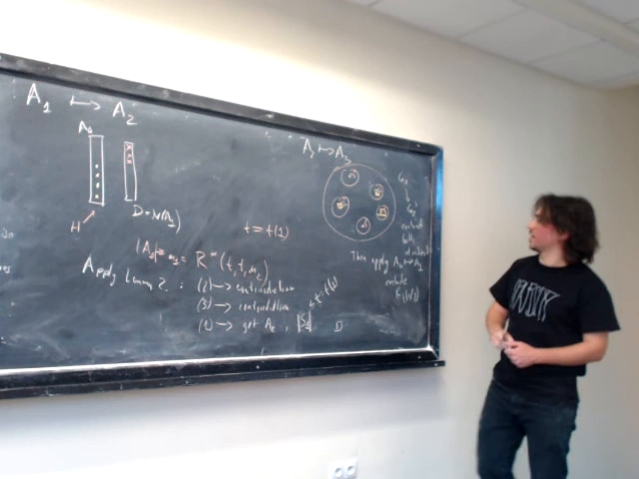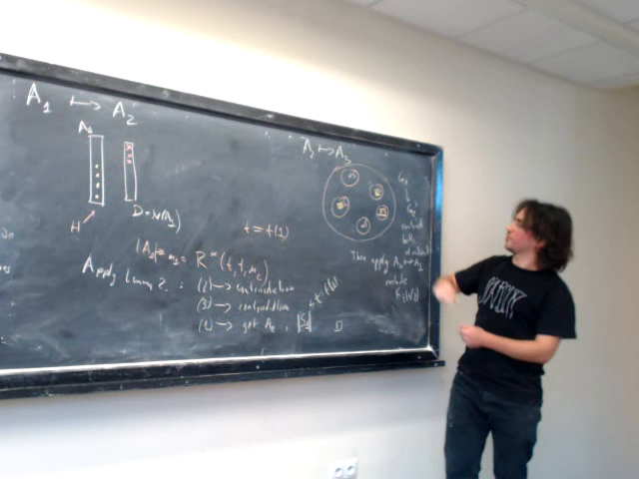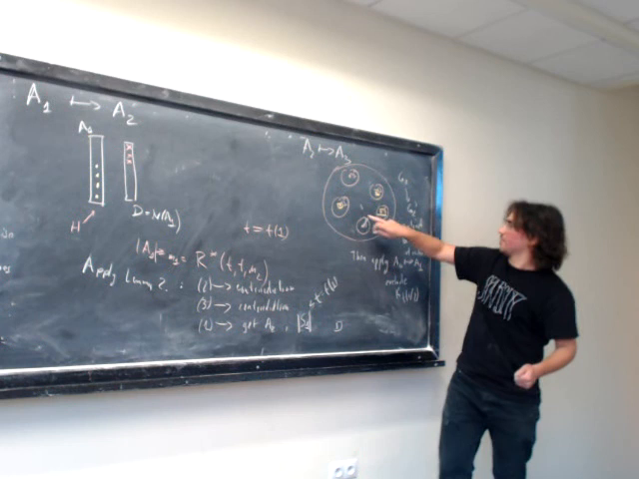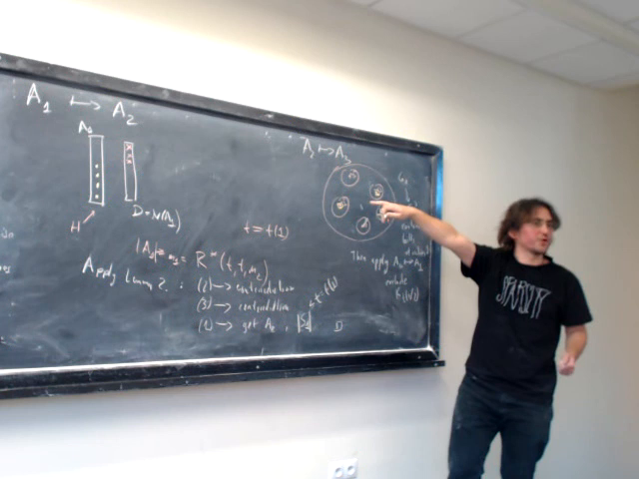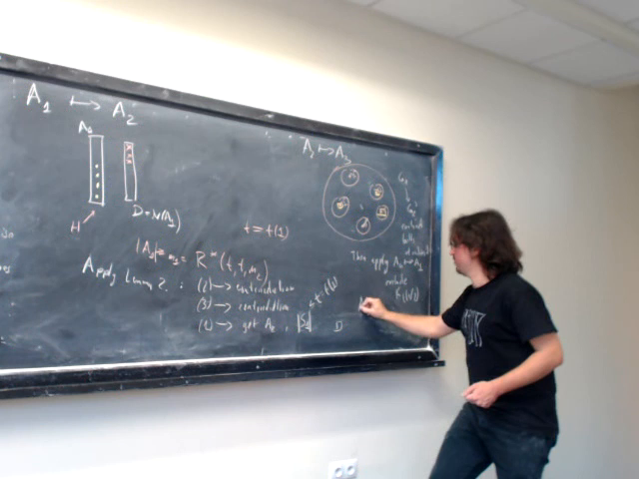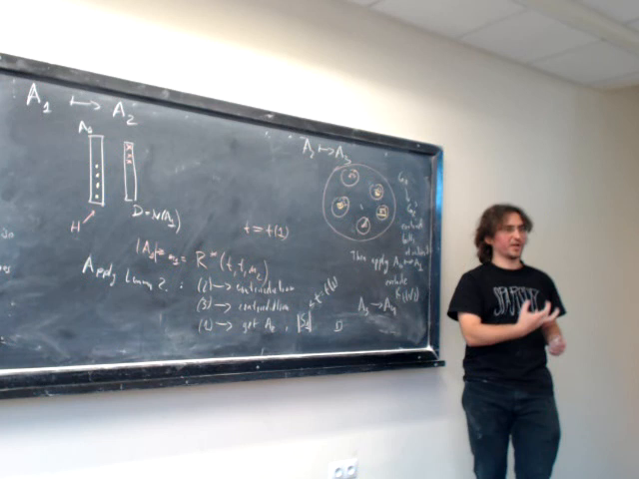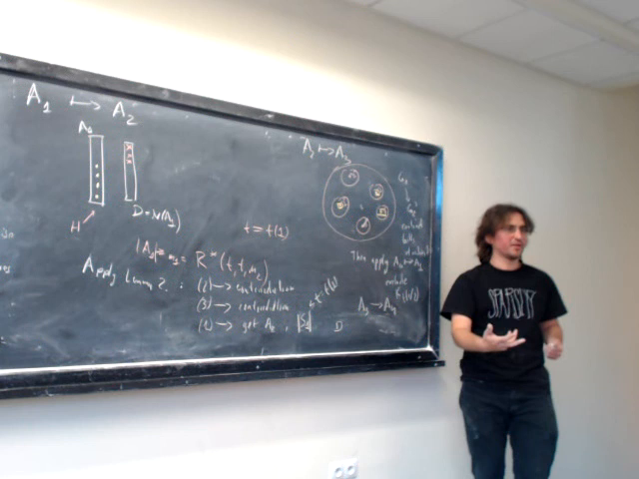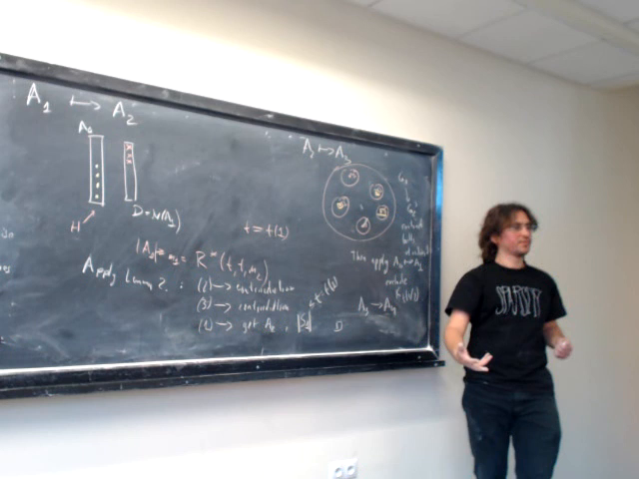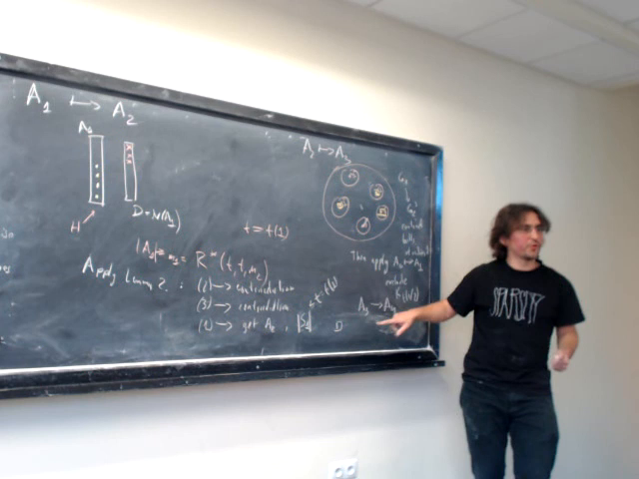Because I'm contracting balls of radius I over 2, and then the clique is created in the contracted graph. And the step A3 to A4 is again the same. In general, I contract balls of radius I over 2. Now I've got balls that are pairwise non-touching, non-adjacent, and I need to find many balls that pairwise do not have common neighbors. So after contraction, this is exactly the case from A1 to A2.